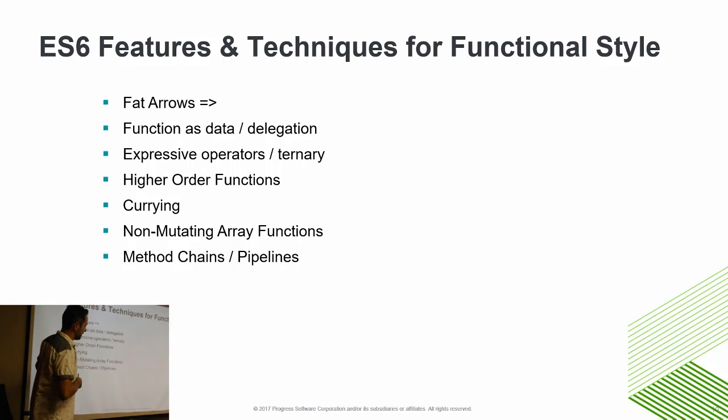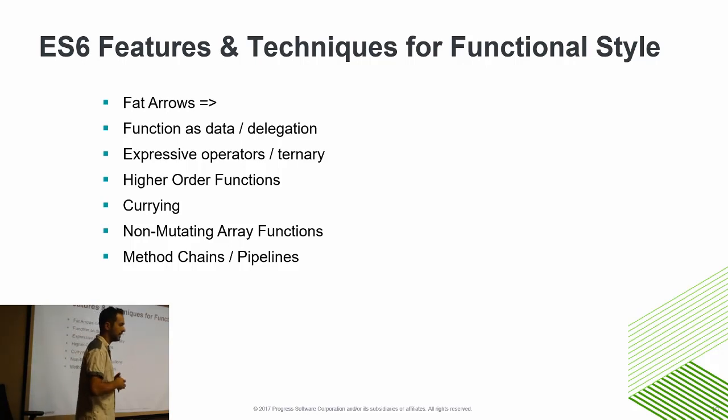And then in ES6, we got a lot of non-mutating array functions. So we have things like filter, reduce, and map that were added officially and supported throughout all the browsers. So we'll go over some details on what those do. And then I'll show some examples of method chaining and pipeline, which are big fundamentals to functional programming as well. And those non-mutating array functions are what help us build those pipelines.